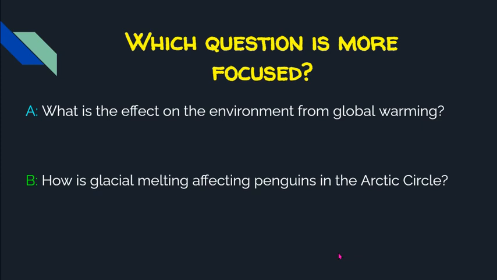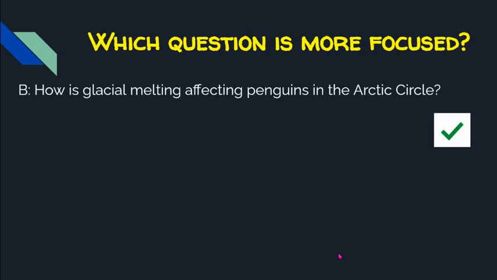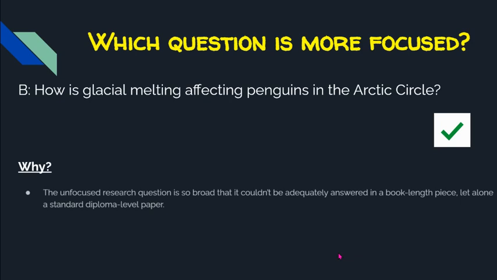I think that we can easily say that question B is more focused, okay? Why is that? Because the first question is so broad. There's no way we could answer that, okay, in a 4,000 word essay. I would actually think we'd struggle to answer that in one book. You might have to write several books on that first question.